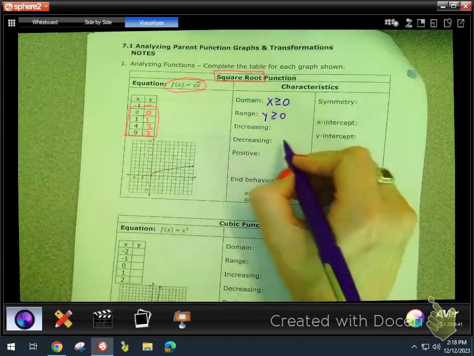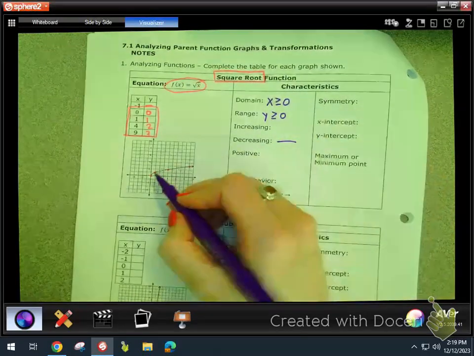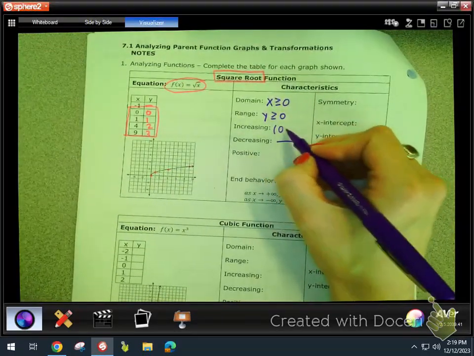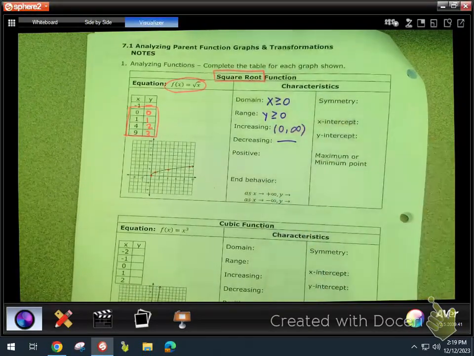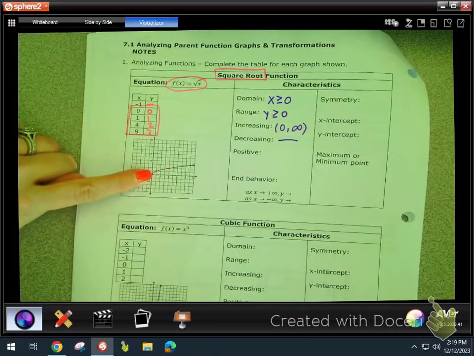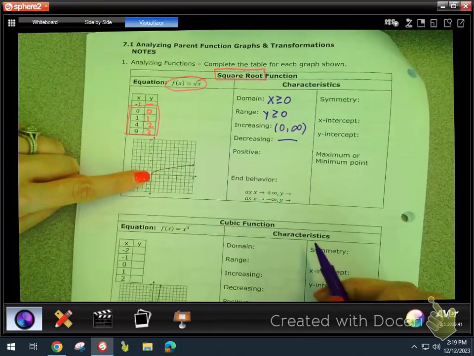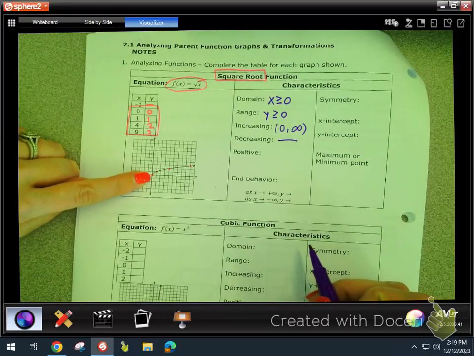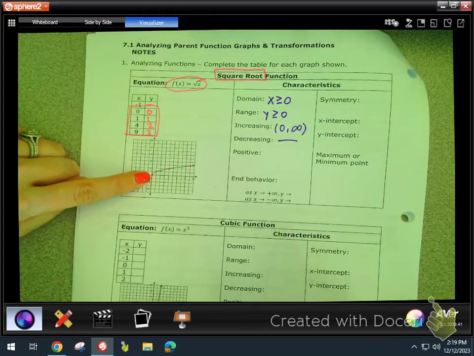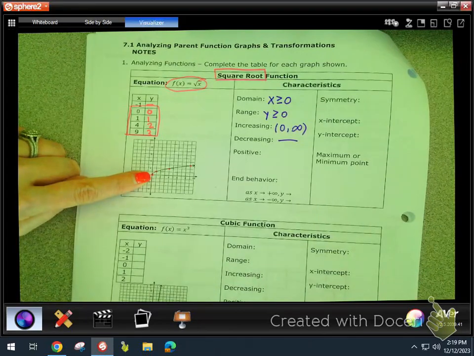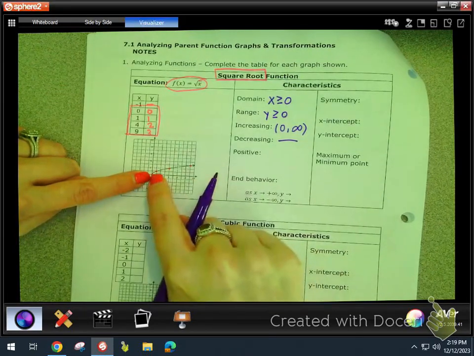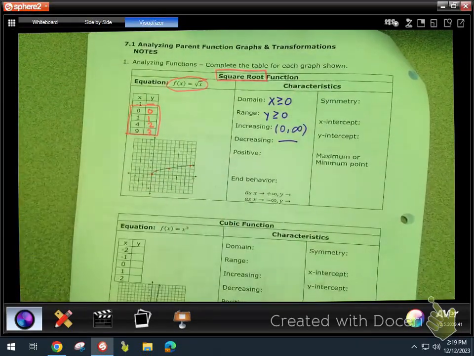This graph does not decrease. It increases on the interval 0 to infinity. So that means starting at that first point. I'll label it over here. My minimum or maximum, I kind of call it my starting point right there, and we'll talk about that. But it increases the whole time. It's a slow increase. It's not very fast like a quadratic, but technically the values are growing.